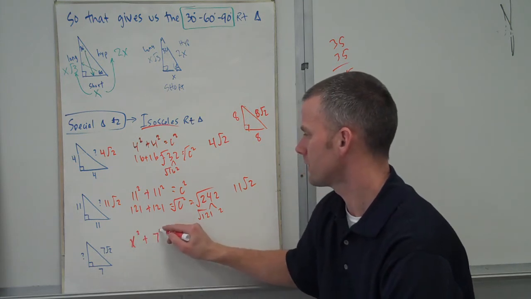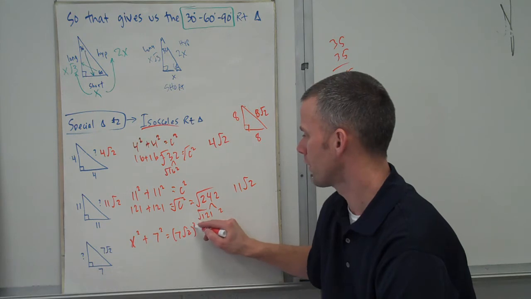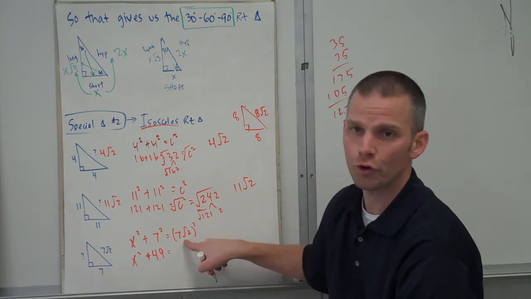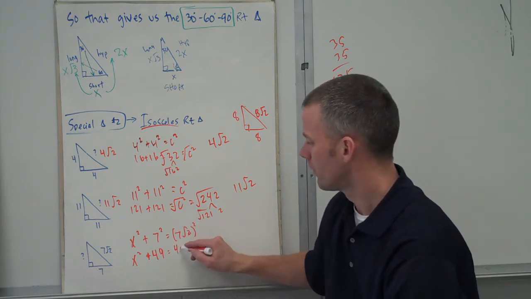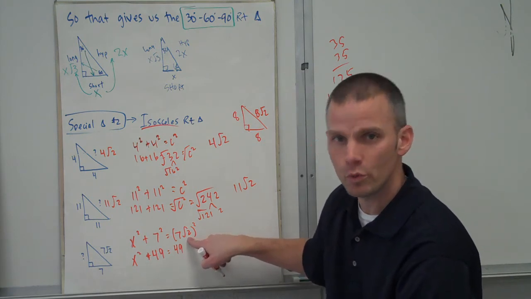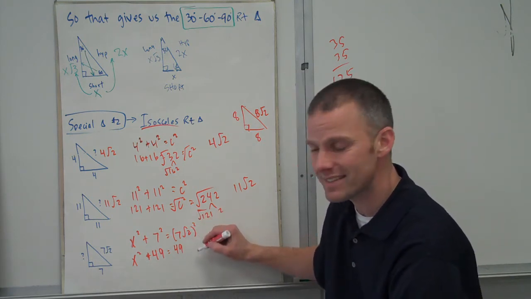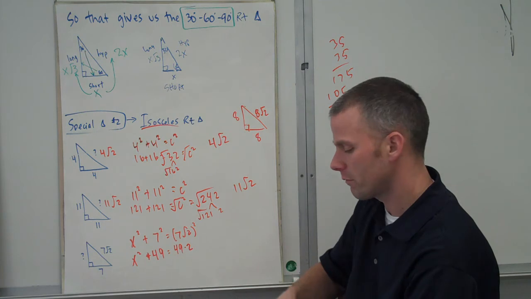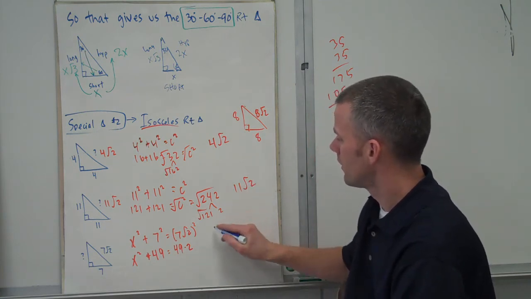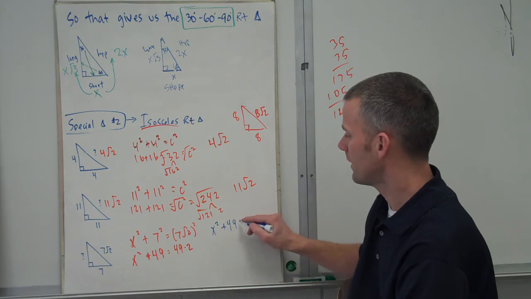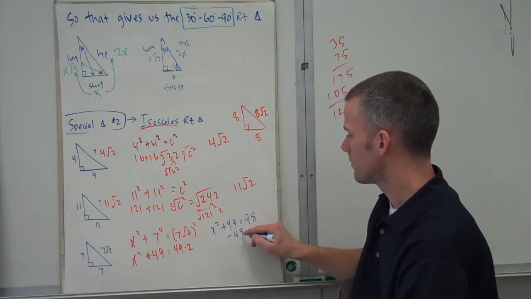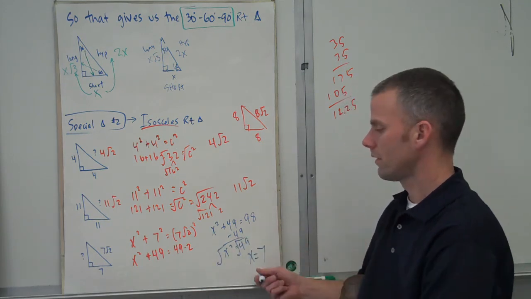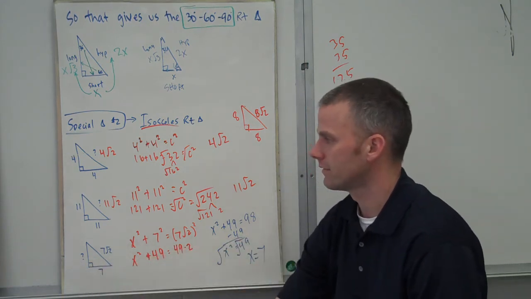X squared plus 7 squared equals 7 radical 2 squared. So that's easy, that's 49. When you multiply here, 7 squared, 49. When you square a square root, you get just the number that's inside of it, which is 2. So I have to multiply 49 and 2 together. So this is going to give me X squared plus 49 equals 98. Subtract the 49. X is 7. Hopefully that would make sense.